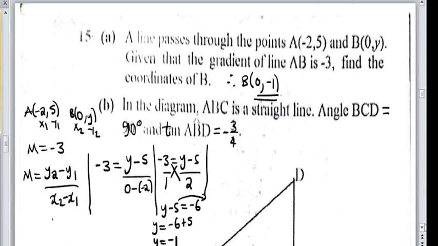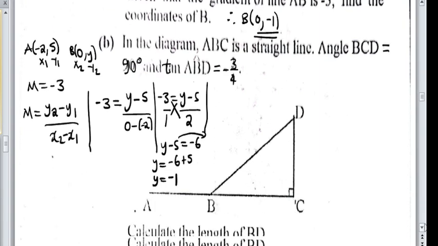Okay, so let's see the diagram. This is the diagram we have, and they're asking us to calculate the length of BD. How can you calculate the length of BD? This question is coming from trigonometry, and it also has a part of the Pythagoras theorem. Now in trigonometry, I want you to be familiar with what we call SOHCAHTOA.